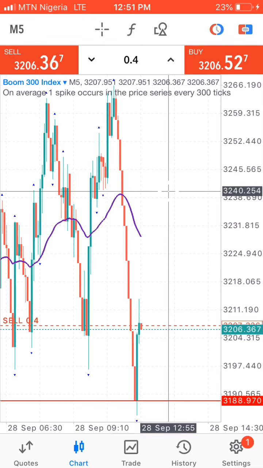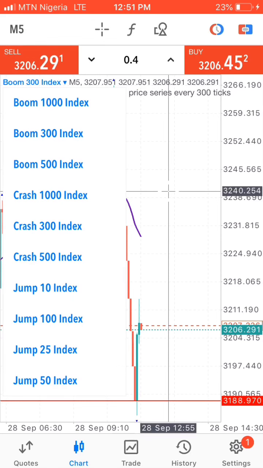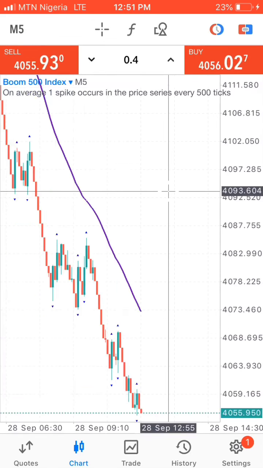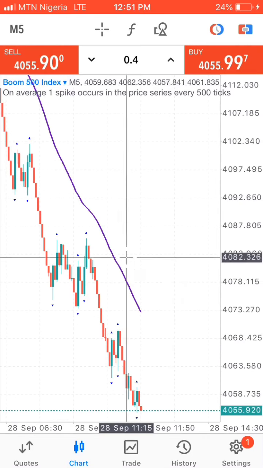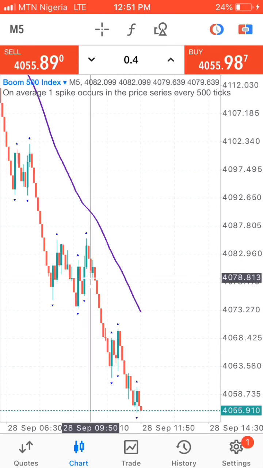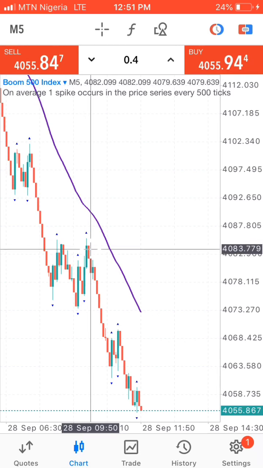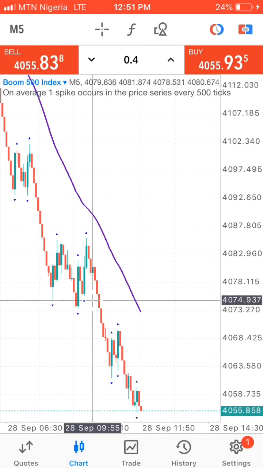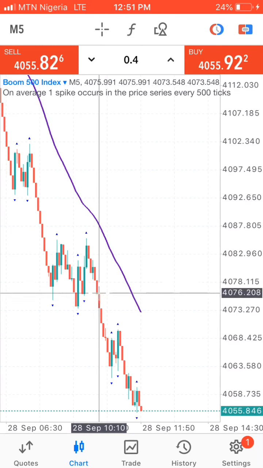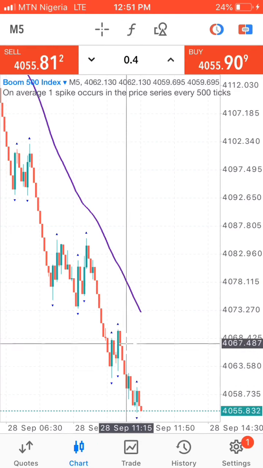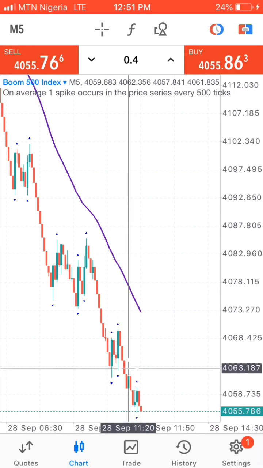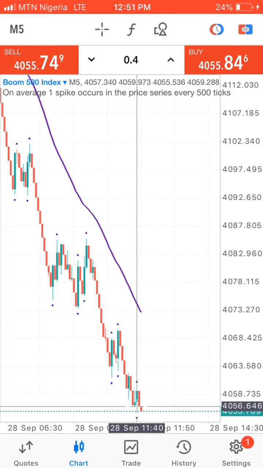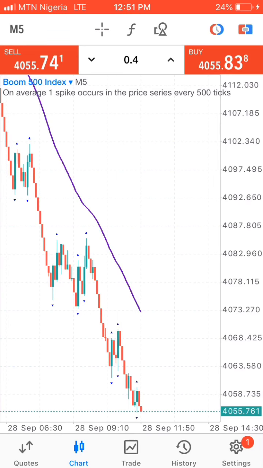So now let's move to the boom 500. You see this is another one. You see, once the market bought to this region and started rejecting, it immediately rejected and crossed the last fractal. It sold down here. Same thing happened here. Once it crossed this last fractal, it sold down, gave us a spike, and has been selling to this particular level. Now let's go and backtest this.